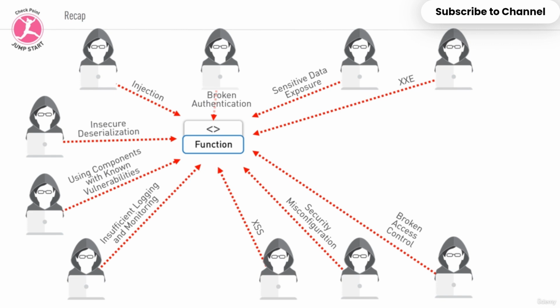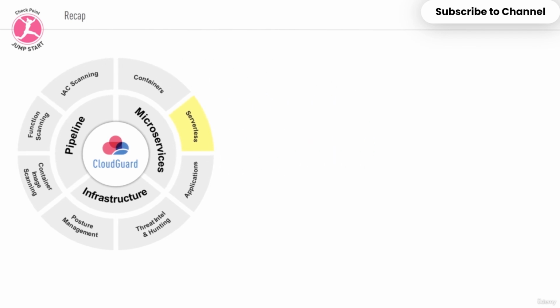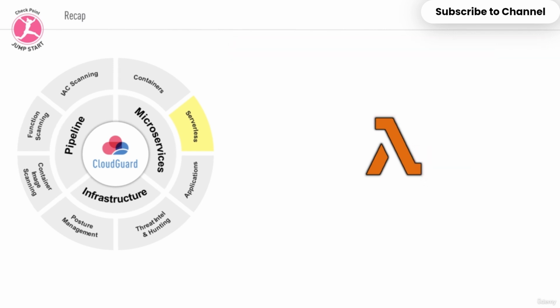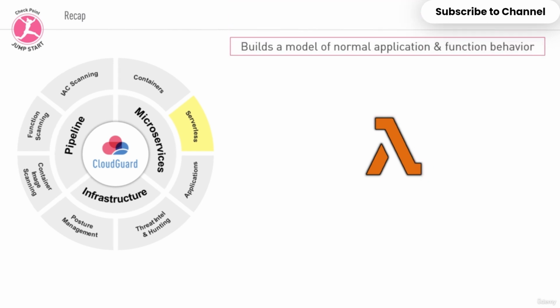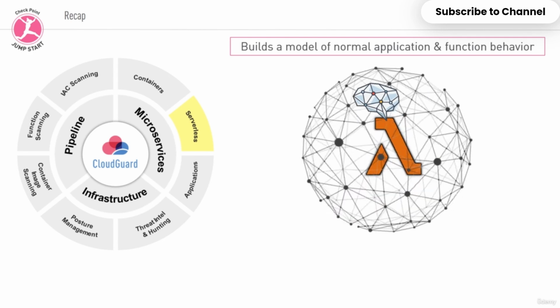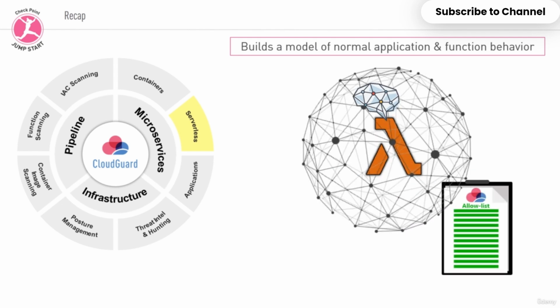To help protect against malicious attacks targeting serverless functions, Checkpoint offers its serverless security solution as part of its workload protection suite. This solution analyzes your serverless application code before and after deployment, continuously scanning your serverless infrastructure code and runtime environment. It builds a model of normal application and function behavior by utilizing machine-based analysis and deep learning algorithms, including the automatic creation of an allow list of actions.